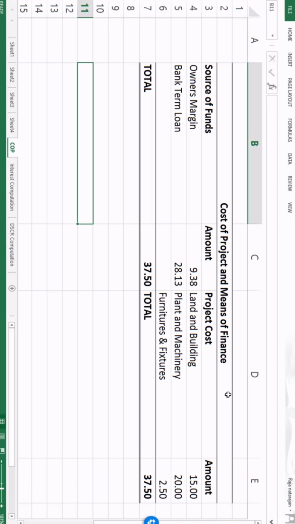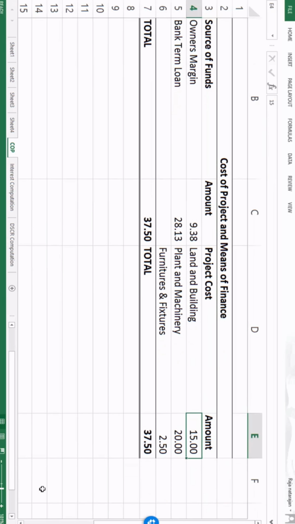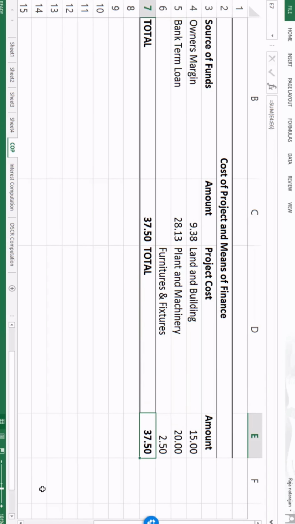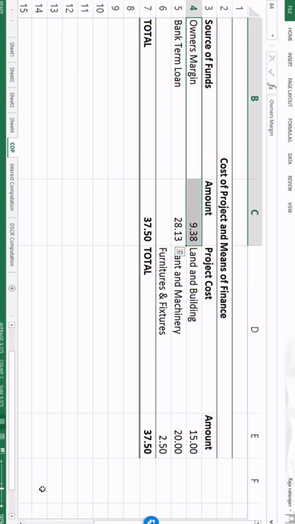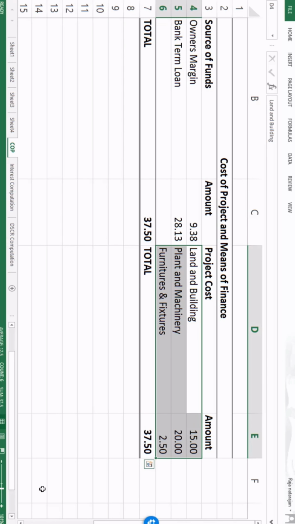Here you have the details of cost of project and means of finance, and the project cost details are available. They are going to purchase land and building, plant and machinery, furniture and fixtures, and all going to cost 37.5 million. And how it has been funded? Owners are funding 9.38 million, and this is nothing but 25% of 37.5 million, and bank is giving 75% of 37.5 million, and it is 28.13. So the bank would be interested in understanding whether this project would have financial viability, and for that they would obviously be looking for the debt service coverage ratio.